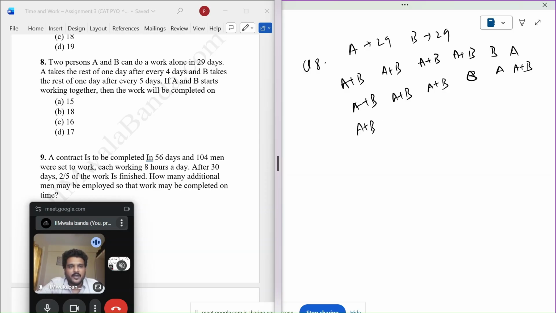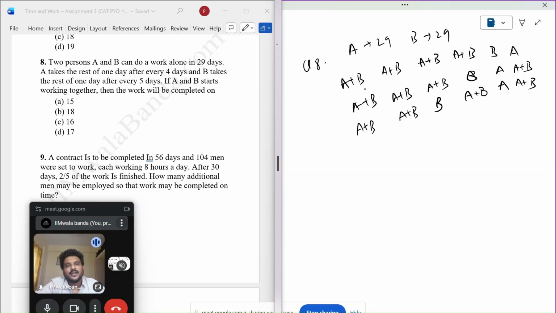A plus B. Again, if you look at it, A took rest here. So 1, 2, 3, 4. It's gonna take rest here. And B took rest here. So 1, 2, 3, 4, 5. After 5 days B will take rest.